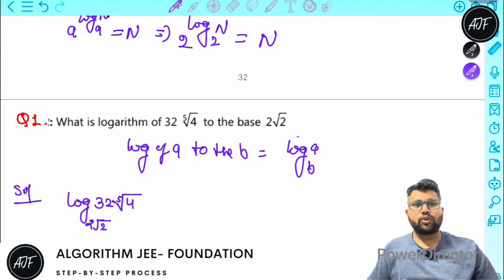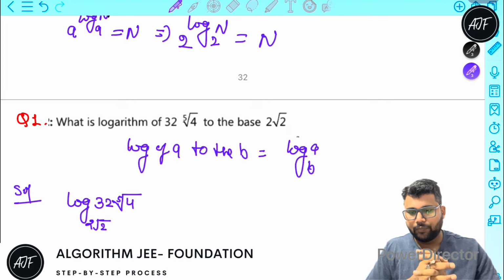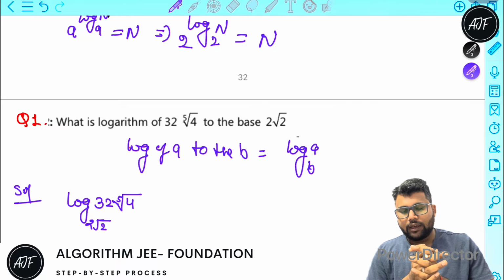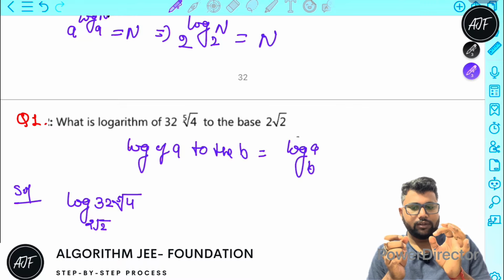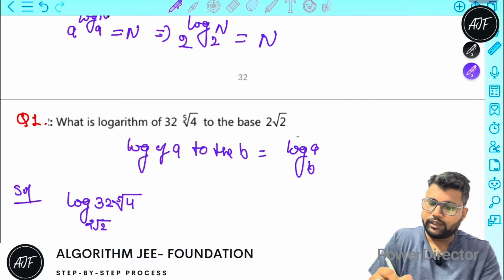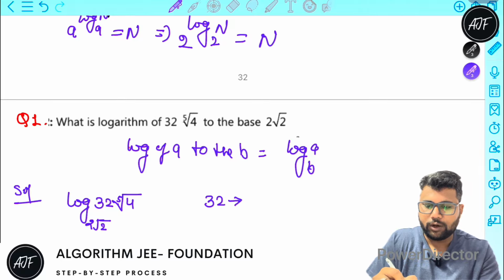Okay, so it is totally based on the power concept. Now you see, can you convert any number into an exact power? Now you see that 32 is how many powers of 2?